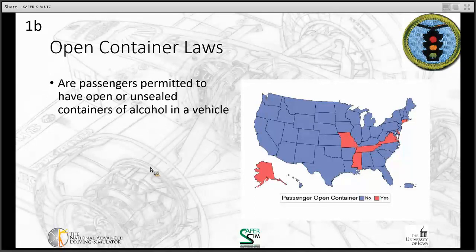It has to be transported someplace other than the passenger compartment. So it would have to go in the trunk of your vehicle, someplace that you could not access while the vehicle's in motion. Most states have laws that do not permit open containers. There are a handful of states, I think it's 7 or 8, that are highlighted in red there on the screen that have some circumstances under which you could have an open container in your vehicle. It's 8 states.